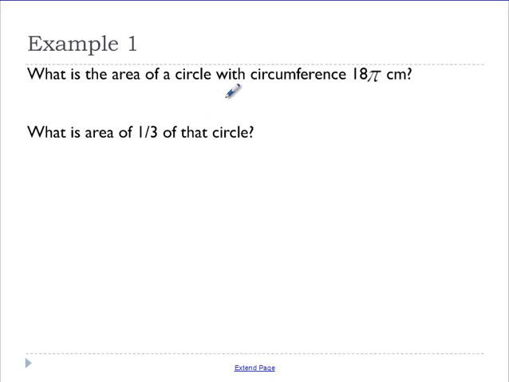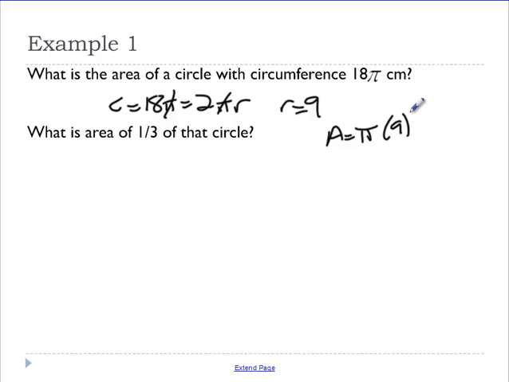So example 1, we start out with a circumference of 18 pi. The question says find the area. So if the circumference is 18 pi, that means that's equal to 2 pi r. Since that's 2 pi r, let's cross out the pi's. Divide by 2, r is 9. So when I go to find the area of this, I'm going to plug in 9, but this time I'm going to square it. 9 squared, 81 pi.